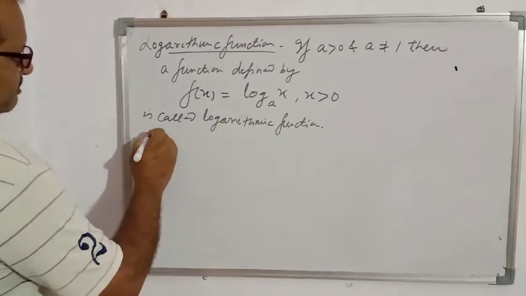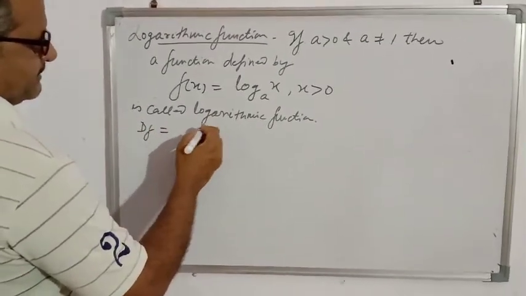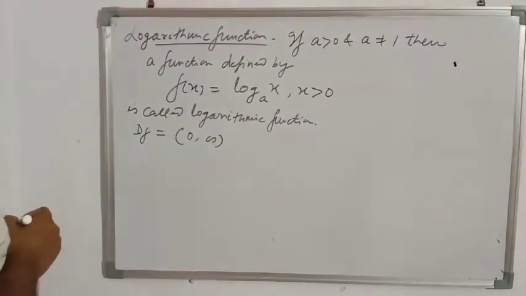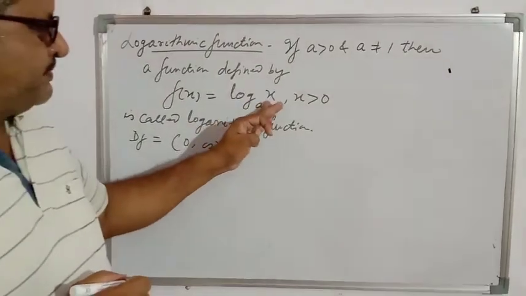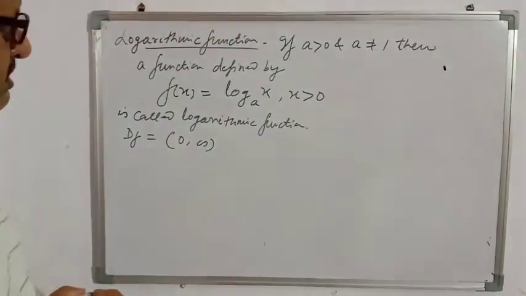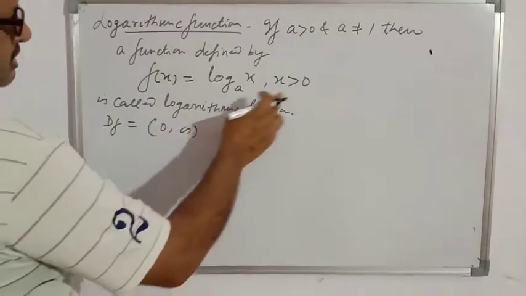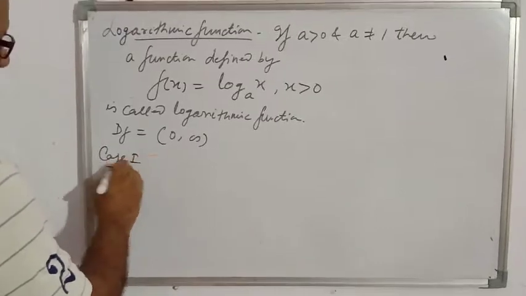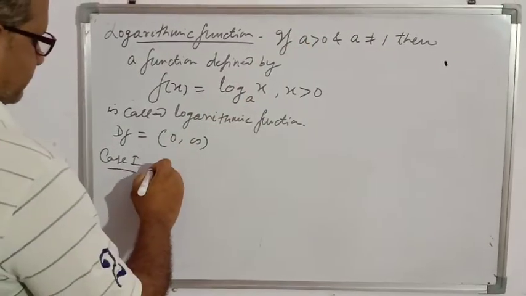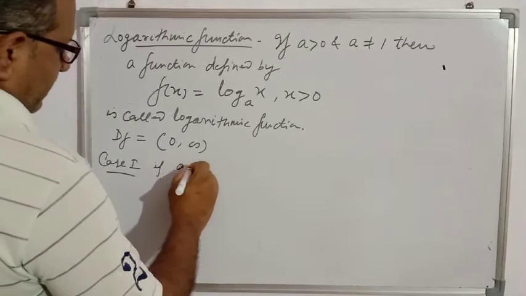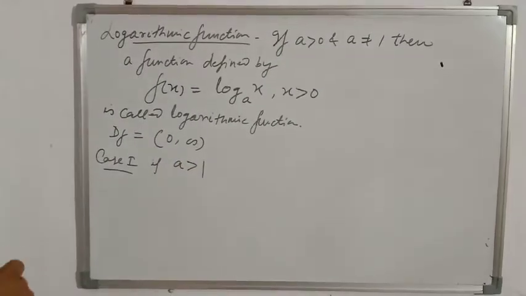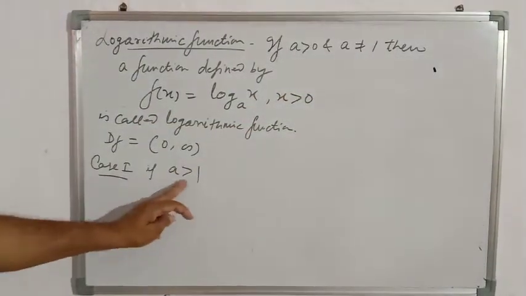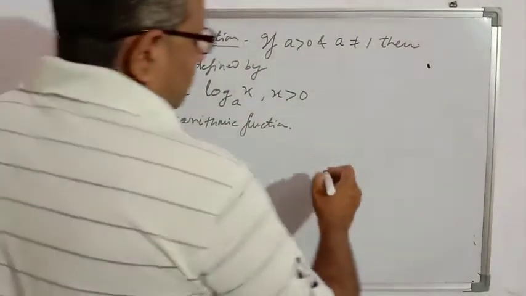So what is the domain of this function? The domain of this function is greater than 0, so 0 to infinity. We have to take all the positive real numbers. So the domain of this function is 0 to infinity. Now again two cases arise. Case first, a greater than 1, with a greater than 0 but a not equal to 1. So if a is greater than 1, then what will be the graph of this function?